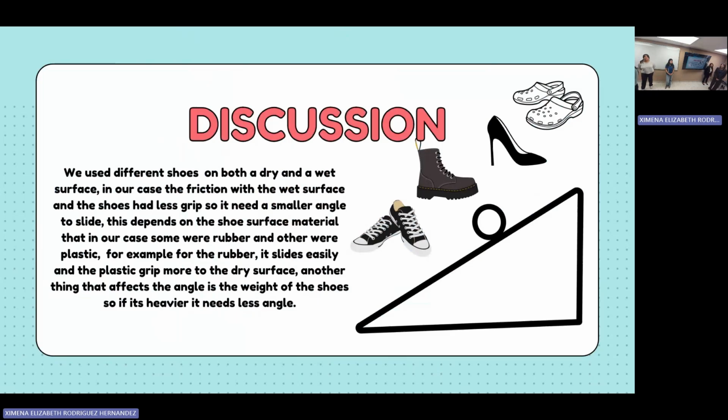Discussion. We use different shoes on both a dry and a wet surface. In our case, with the wet surface the shoes had less grip, so we needed a smaller angle to slide. This also depends on the shoe material, that in our case, some were rubber and some were plastic. For example, the rubber slides easily and the plastic grips more on the dry surface. Another thing that affects the angle is the weight of the shoes, so if it's heavier it needs less angle.